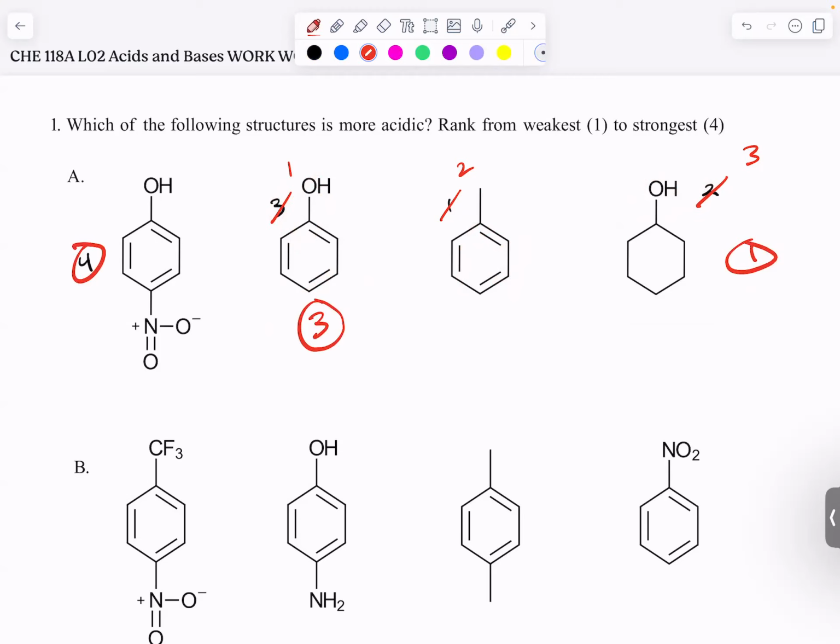Why is it not better than the one on the left? Because if you compare these two now, what do they both have in common? They both have the ring.